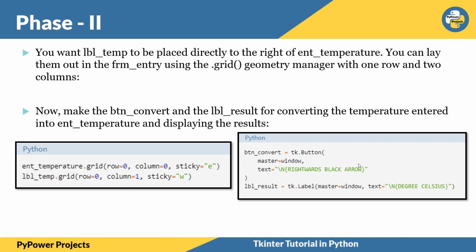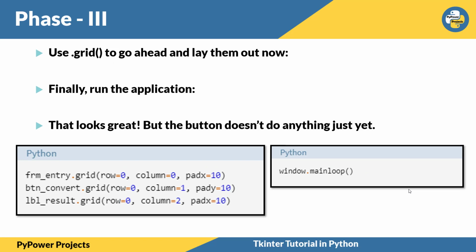Then there will be a label where we will display something, that is degree Celsius. Phase 3: now using the grid we lay them out. Finally we will run the application. That looks great, but it won't be doing anything. I have just placed row 0, column 0, 1, and 2, where we will display the result.